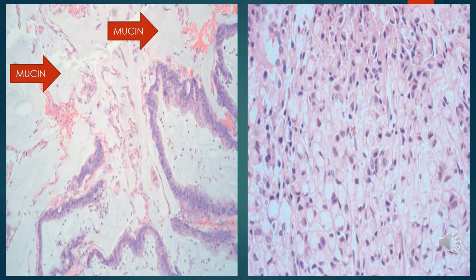Again, quickly visualize this microscopic slide. The one on the left shows abundant mucinous areas and atypical glandular-like cells in it. This is a case of mucinous adenocarcinoma, and on the right you will easily appreciate what this is.